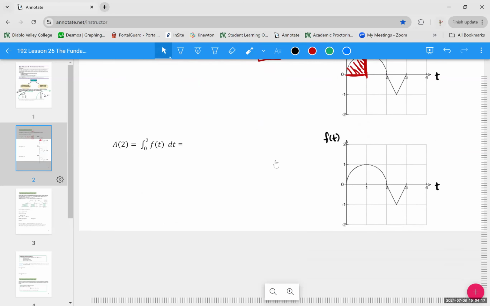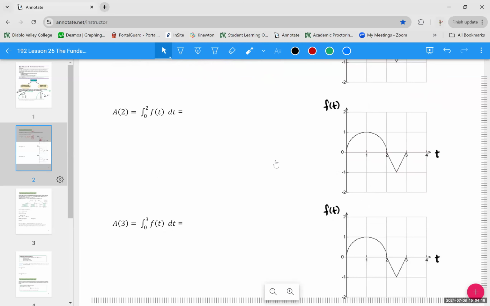What about if a is 2? I have a second picture. So now I'm going to go 0 to 2. So now I'm looking at the entire semicircle, which would be pi over 2 times r squared. Same r, same circle. So now it's pi over 2.